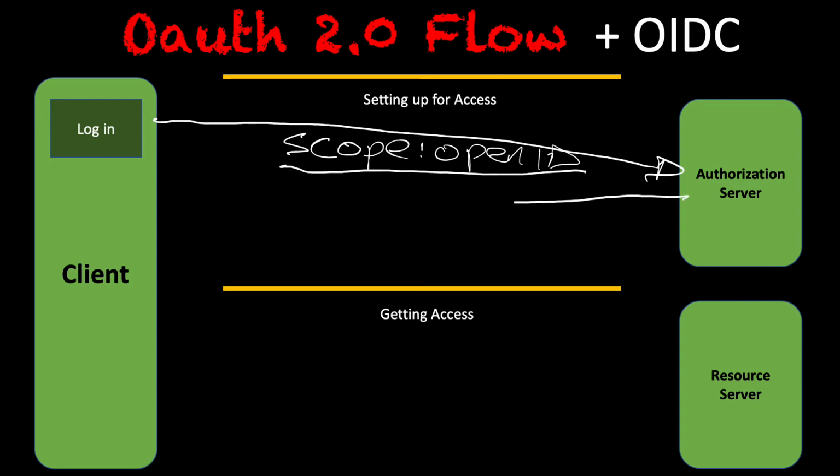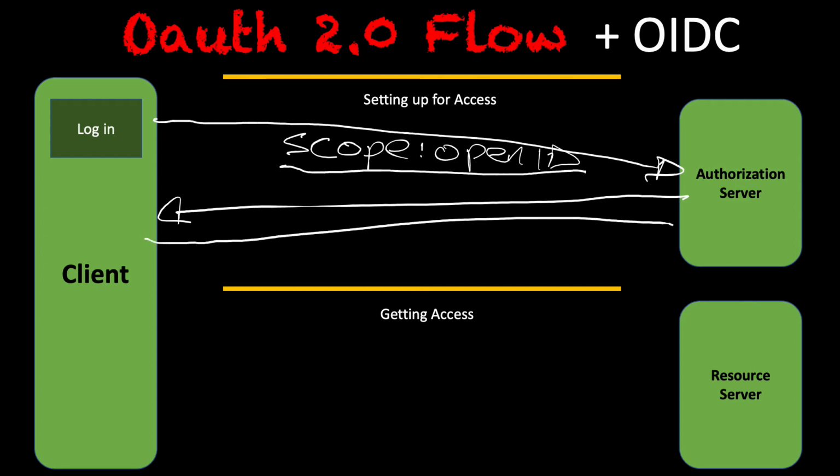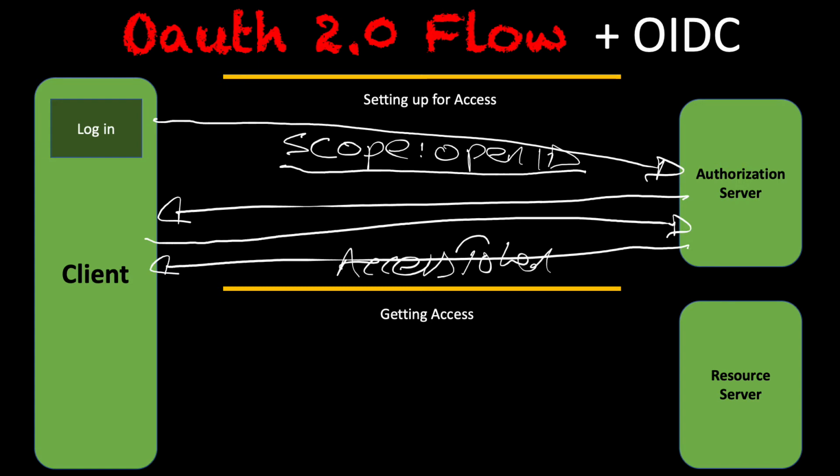Then the authorization server gives us the authorization grant. We take the authorization grant and go back to the authorization server, and in return, we swap it for an access token, as we learned from the previous module. But in this instance, because we specified a scope of openid, we're also going to get an ID token.